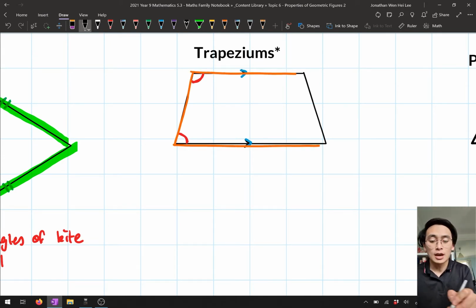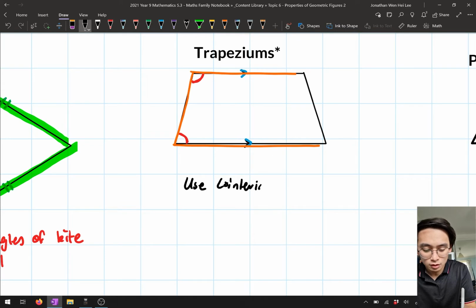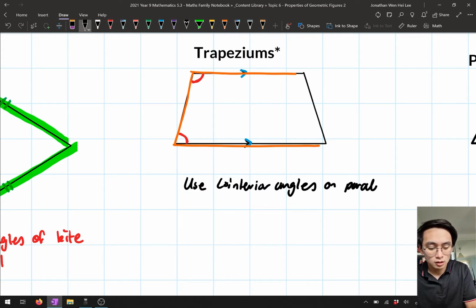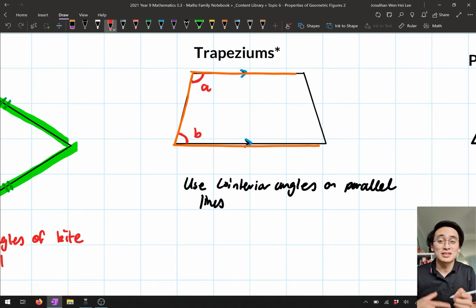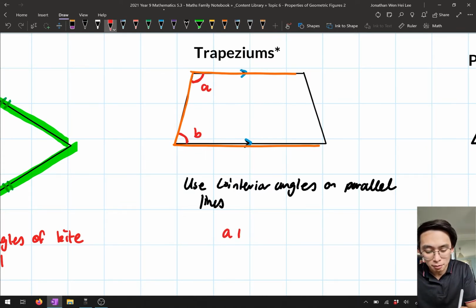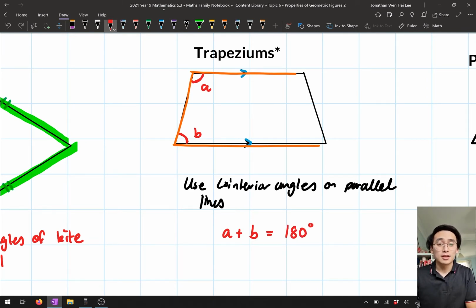So if you ever see a trapezium with those parallel lines, you can use co-interior angles to find those two angles. Co-interior angles on parallel lines. Let's say this side is A and this side is B. Co-interior angles just means that when I add these two together, A plus B, that's going to equal 180 degrees. So co-interior angles add up to 180 degrees.